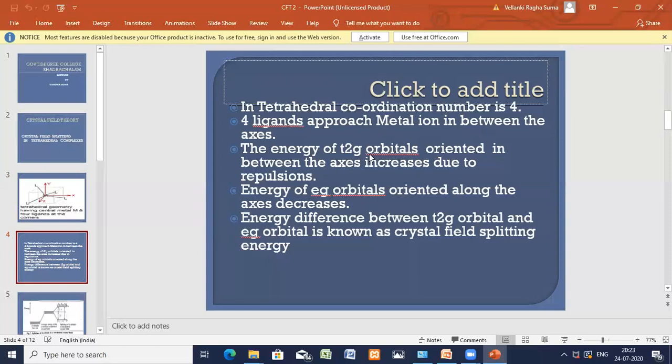The energy of the T2g orbitals, which are oriented in between the axis, increases. Energy of these orbitals increases due to more repulsions. Energy of the EG orbitals oriented along the axis decreases because they experience less repulsion. The energy difference between T2g orbital and EG orbital is known as crystal field splitting.